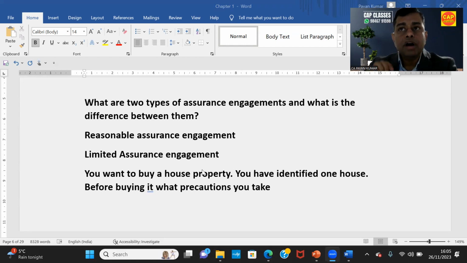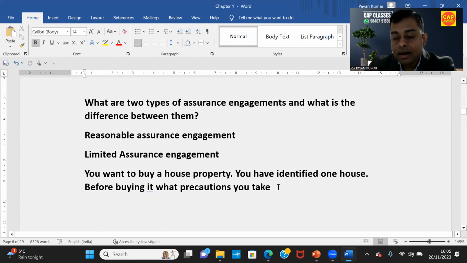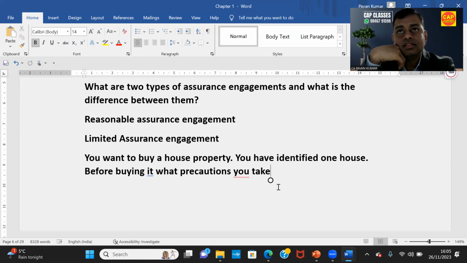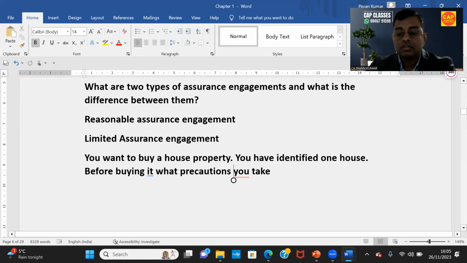Okay, so Yalini, if you want to buy a house, you have identified a house, before buying it, before making payment, say, for example, if it is 1 crore, before paying 1 crore to the owner of the house, the seller of the house, what precautions do you take? We will be verifying the terms and conditions, the agreement. Okay, then anything else? Whether everything has been done legally. We will be verifying the legal things. Okay.